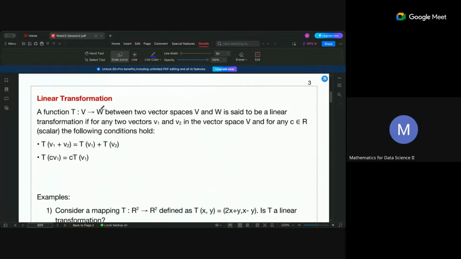Okay, so now instead of V and W, can we have some other vector spaces here? Instead of Rn or Rm, can we have some other vector spaces? Can you think of some other vector spaces?